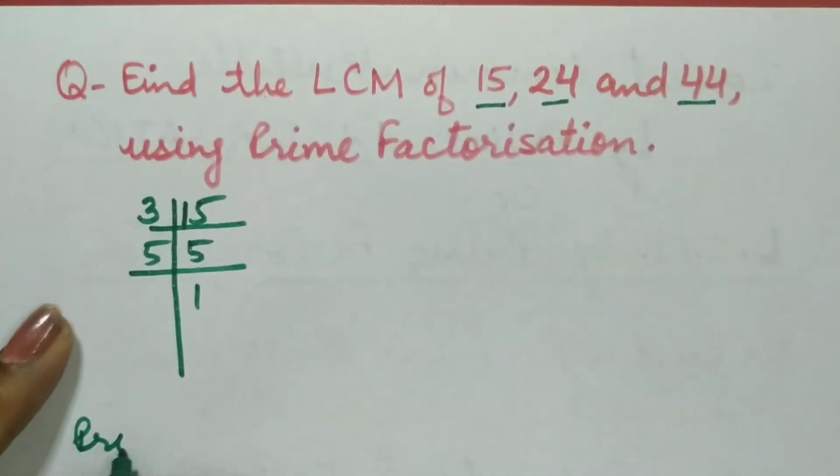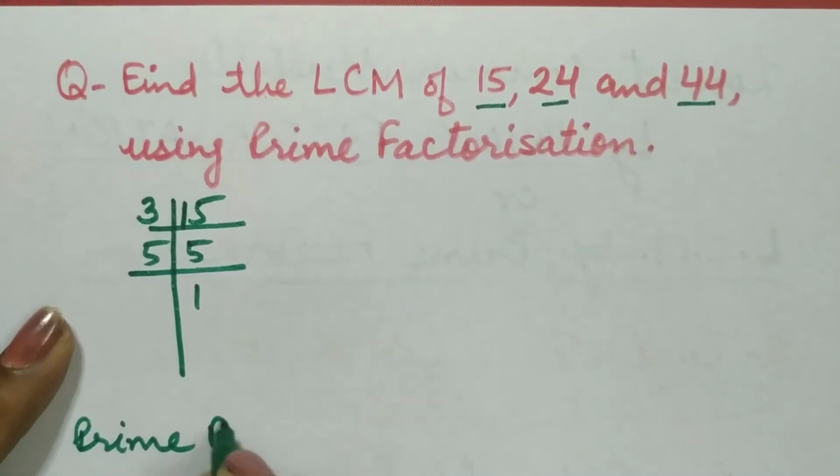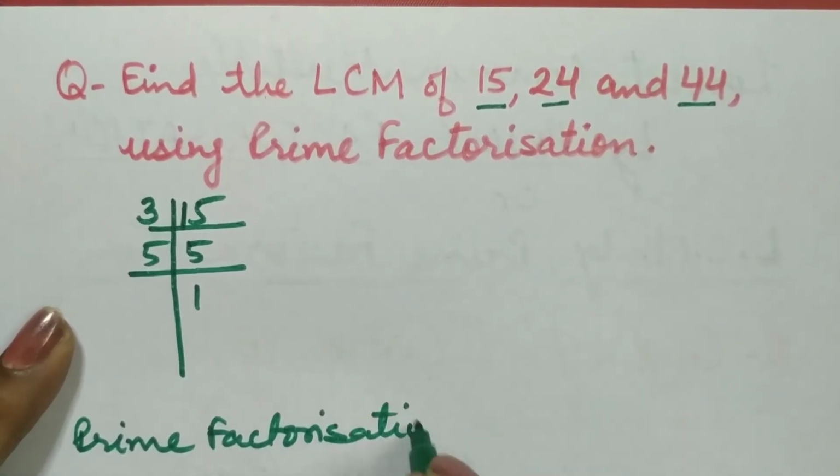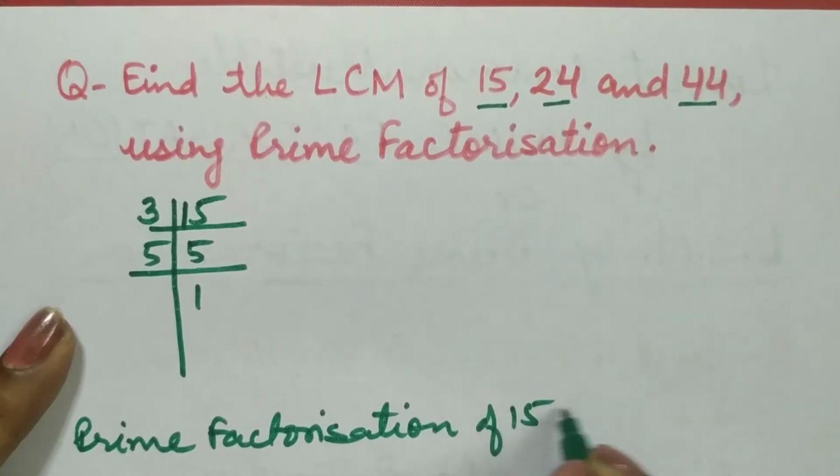So, prime factorization of 15 is equal to 3 into 5.